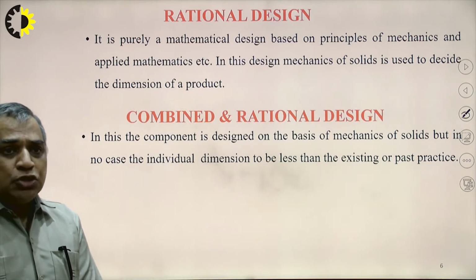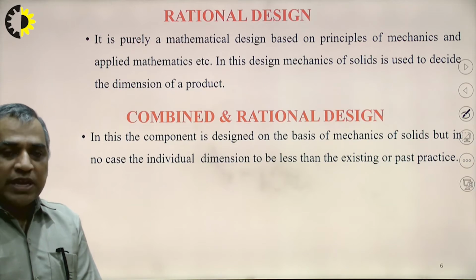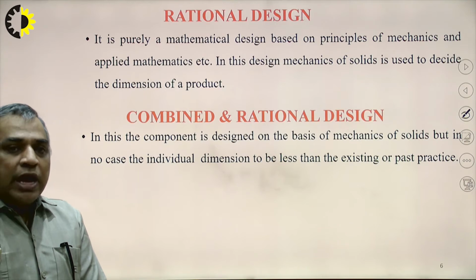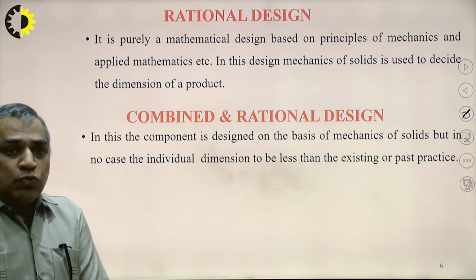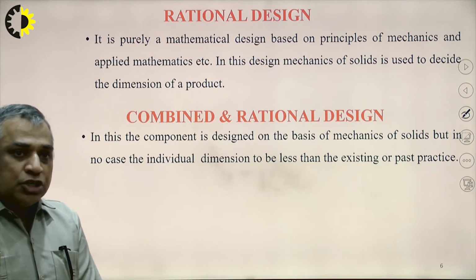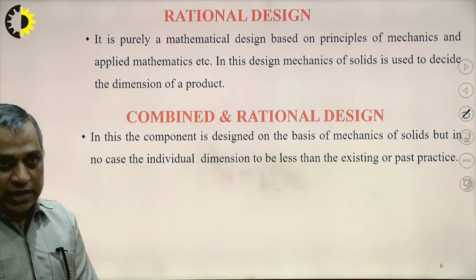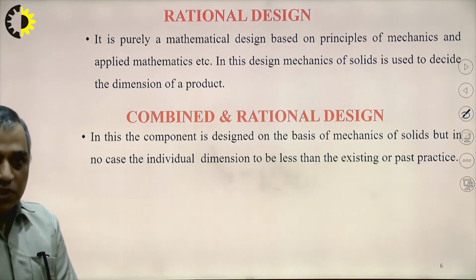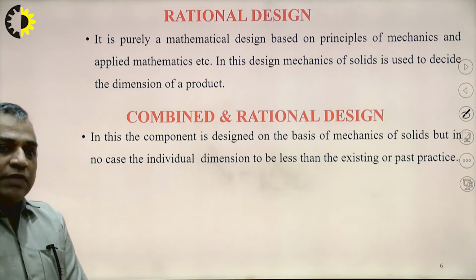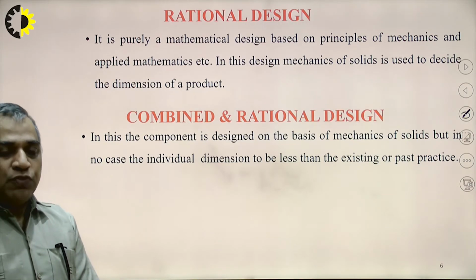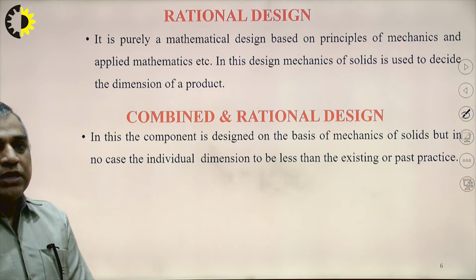Here we perform the rational design. We design the dimension on the basis of the concepts of solid mechanics, mathematics and engineering mechanics and scientific principles we apply, and we also recommend the dimension on the basis of the empirical design, and we always recommend the dimension whichever is larger. If the rational design dimensions are more, then we will consider that for the design. If empirical dimensions are more, we will take the empirical dimension for that design. That design is called combined and rational design.